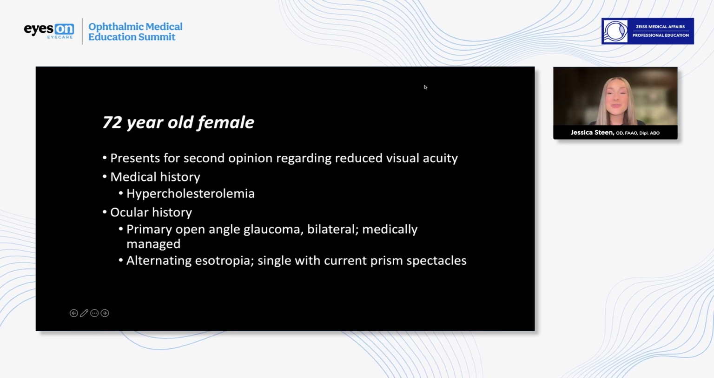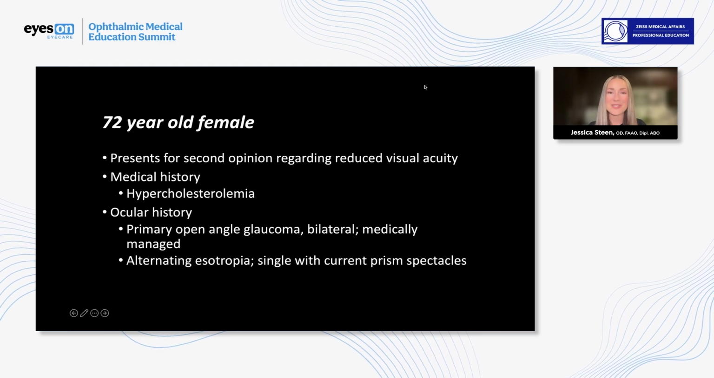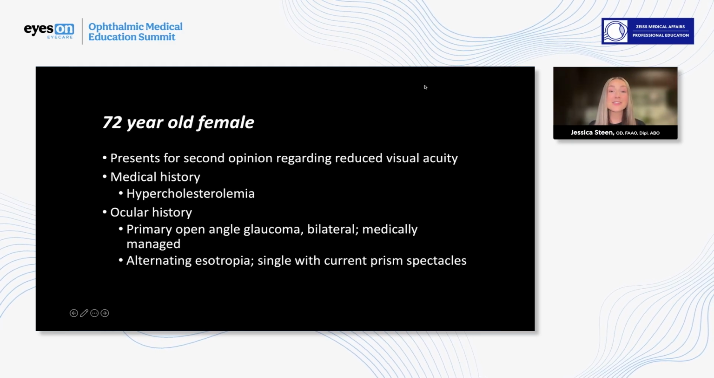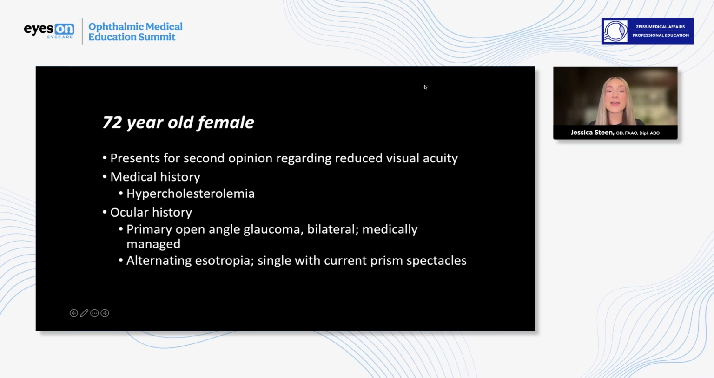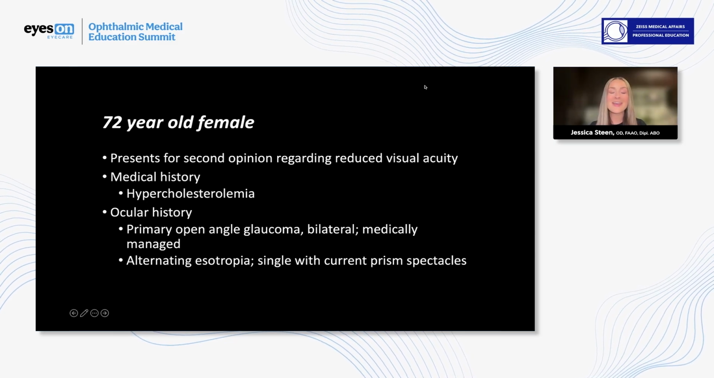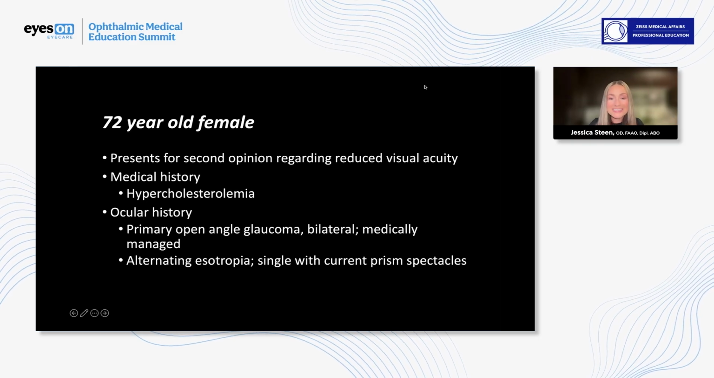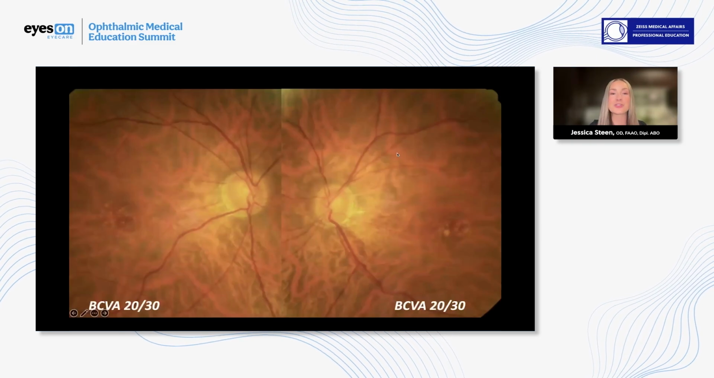This is a 72-year-old white female who initially presented because she was just unhappy with her vision. She has hypercholesterolemia and bilateral primary open-angle glaucoma, both of which are medically managed. And she also has alternating esotropia, but she is currently single with her current prism spectacles.